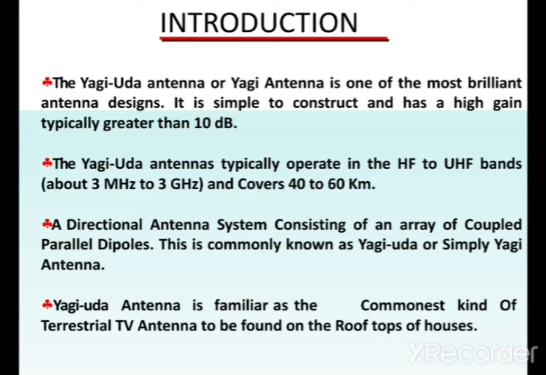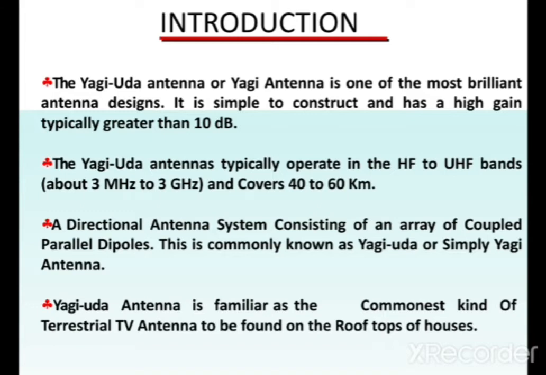Up to 300 megahertz is the higher VHF range. Above that is the lower ultra high frequency range, up to 500, and above that, up to 850, is the higher UHF range of frequencies, which is used for the Yagi-Uda antenna, applicable for household TV applications, generally as a TV receiving antenna, right? The Yagi antenna typically operates in the HF and UHF bands, from 3 megahertz to 3 gigahertz, and it covers a distance of 40 to 60 kilometers.